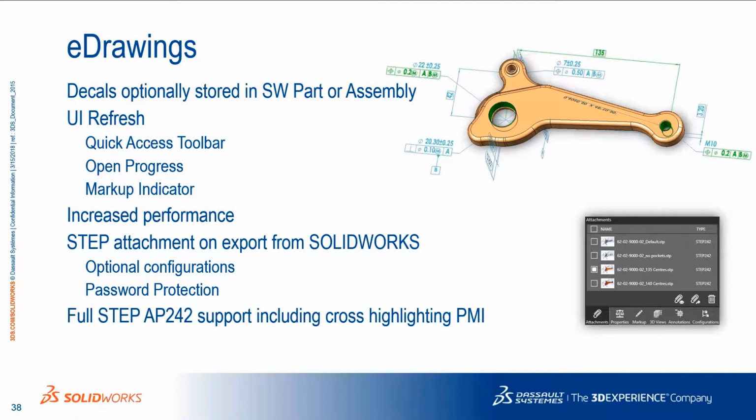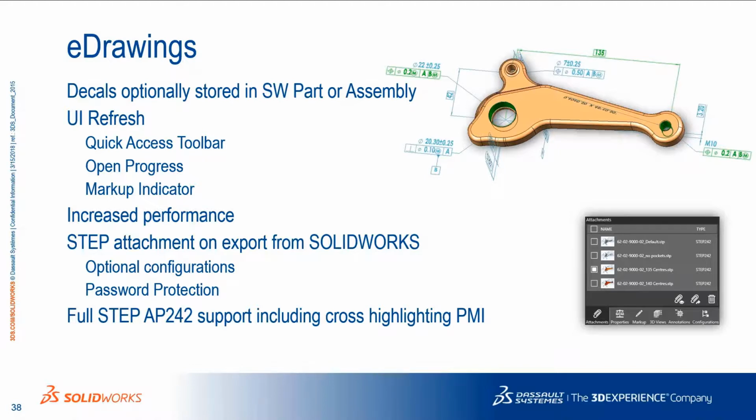Now we're going to talk about eDrawings. We can now save decals onto a part, the actual file itself. Instead of having to have it on the computer and then kind of referencing it, we can save the decals directly to our part. We can also save appearances and scene data. Now this option is found in the document properties of the part, and it makes the file a little bigger, but we don't have to send the decal file with the part anymore.